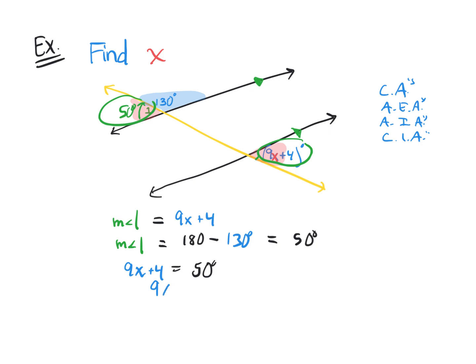Then we can do the algebra and do the subtraction property of equality, subtracting 4 from the left and from the right. Then we can do the division property of equality, dividing the left side by 9 and dividing the right side by 9. And we have it. X is 46/9, which is 5 1/9, or 5.1 repeating, and any of these answers are great. We have found x.